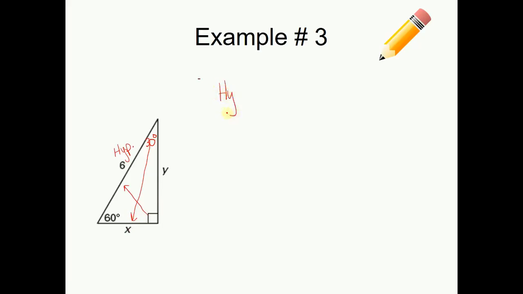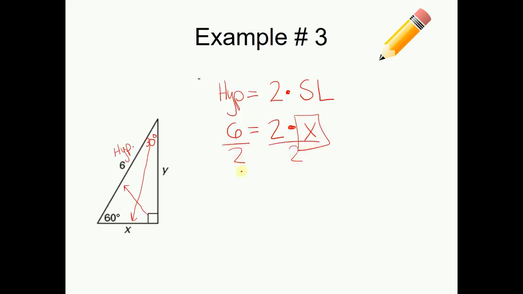But I do know that a hypotenuse is 2 times my short leg. Well, my hypotenuse, let's just plug in what we know. My hypotenuse is 6, 2 times my short leg. And my short leg is x. Now notice, guys, x is not alone. I need to isolate him, get him alone. So let's divide by 2. 6 divided by 2 is 3. So I now know my short leg is 3 units.